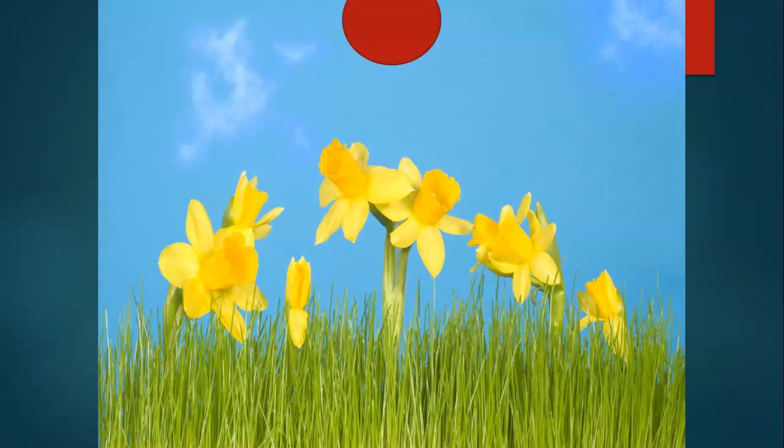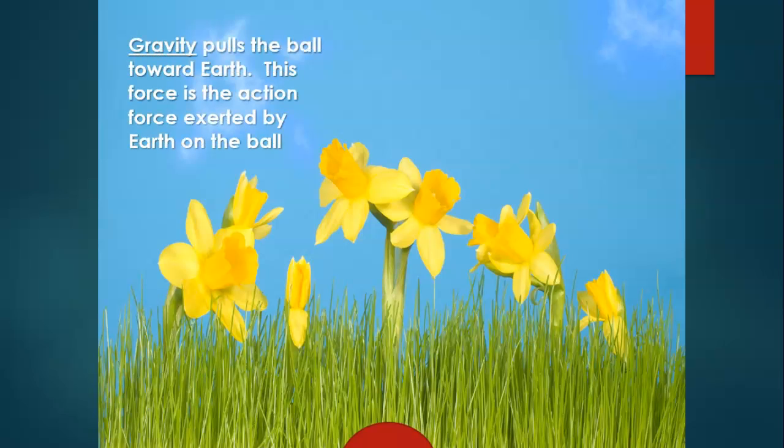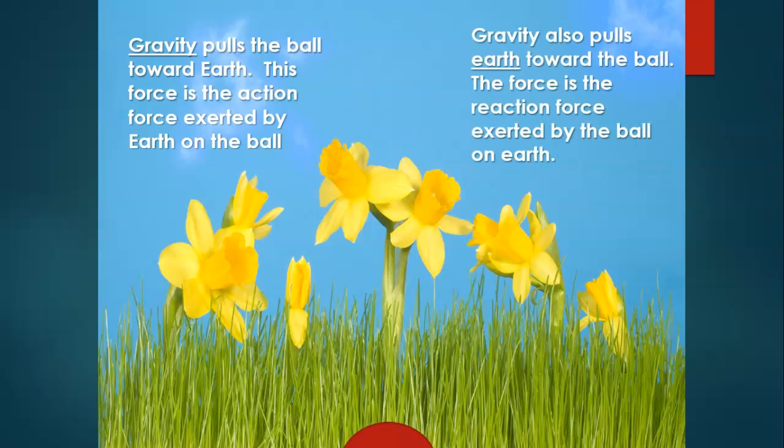All right, here's a rather odd picture. So we've got a red ball here that just fell to the ground. Go figure. What is it that pulls it to the ground? Well, gravity, of course, does. It pulls the ball toward the earth. This force is the action force exerted by the earth on the ball. There is, however, an equal and opposite force. Gravity also pulls the earth toward the ball. That is the reaction force exerted by the ball on the earth.